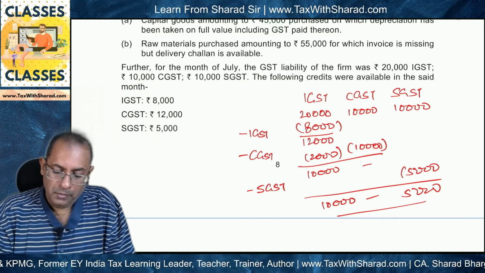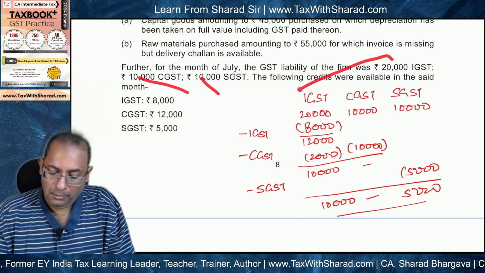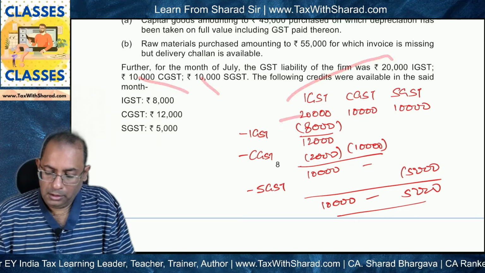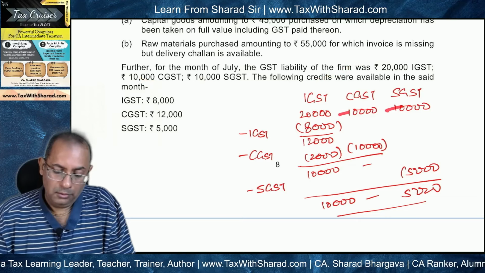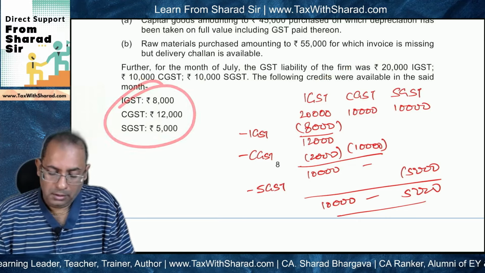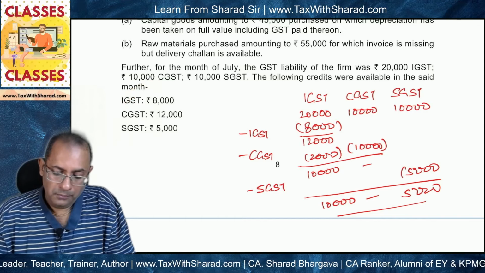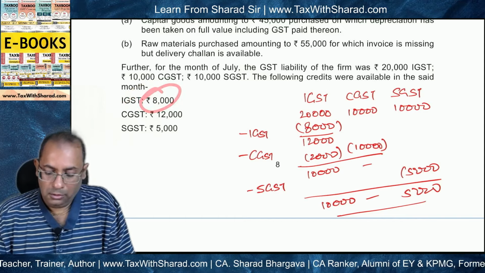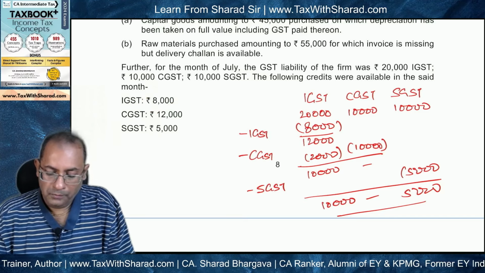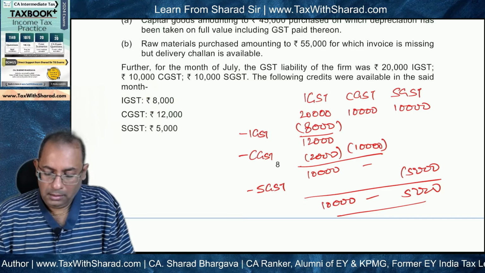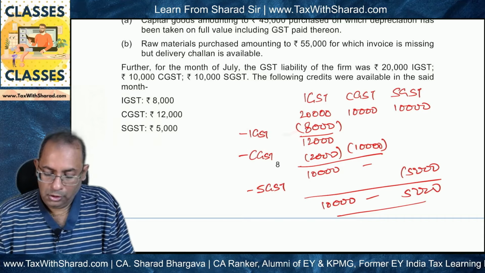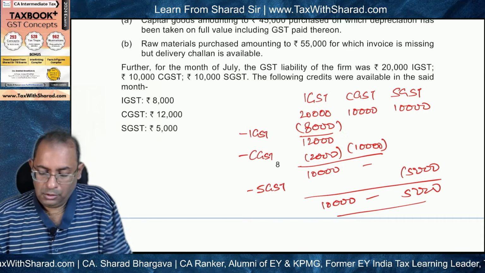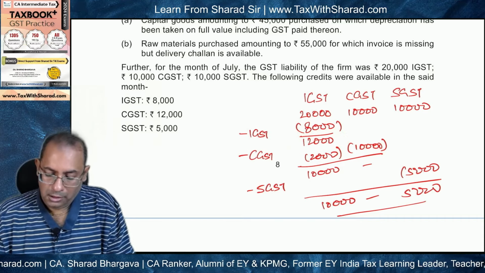So we plot this output tax liability here: IGST 20,000, CGST 10,000, SGST 10,000, and this is the credit which is given as the balance. So IGST is 8,000. As a step 1, we adjust IGST against the IGST liability of 8,000, which brings us to 12,000 as the IGST balance.